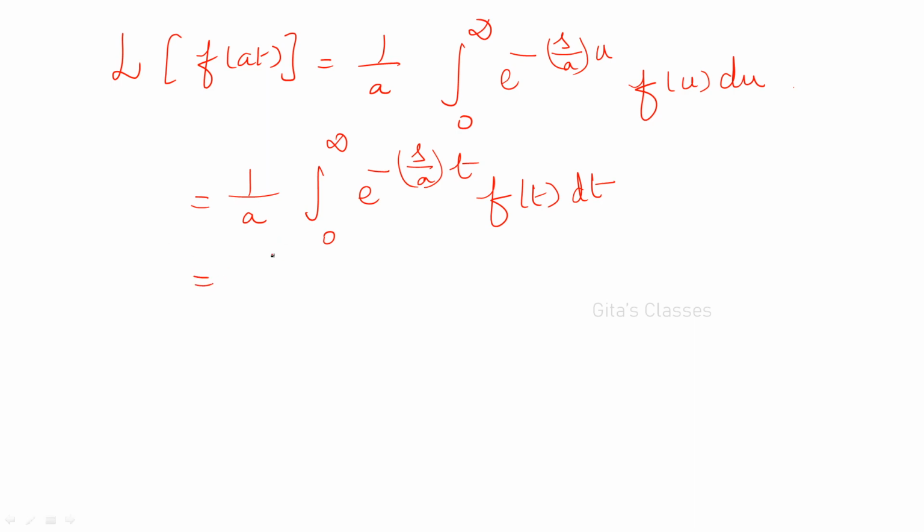What is this? It is 1 by a into, if L of f of t is the integral of e power minus st into f of t, that is f bar of s. In the place of s I have s by a, therefore I can write it as f bar of s by a. Here you have e power minus s by a into t, therefore f bar of s by a. This is what we want to prove: L of f of at is equal to 1 by a into f bar of s by a.